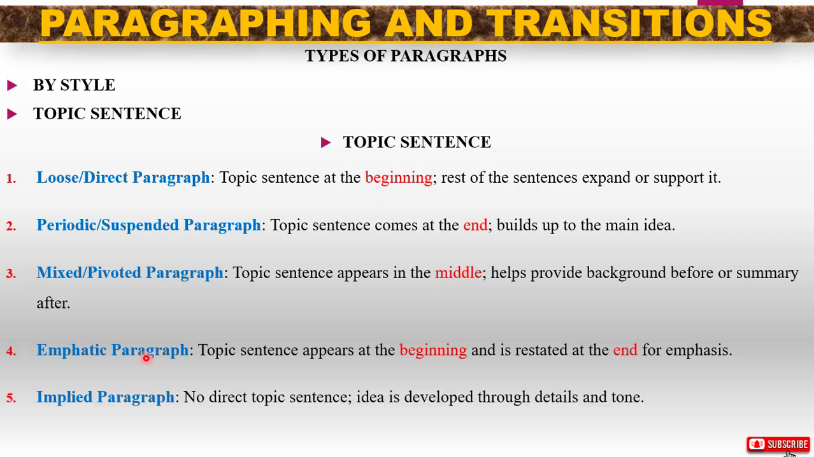And the last one is the implied paragraph. As for this paragraph, there is no topic sentence. It means that if you want to identify your main idea, you should look at the supporting sentences given, and then ask yourself questions about the writer's intent. That will help you to identify your main idea. So in implied paragraphs, there are no direct topic sentences.